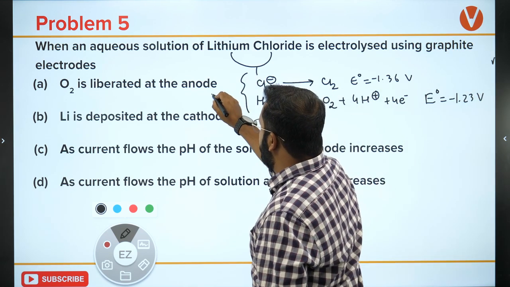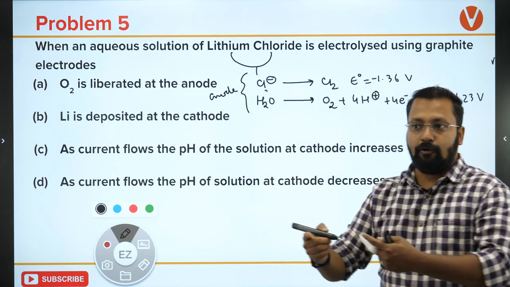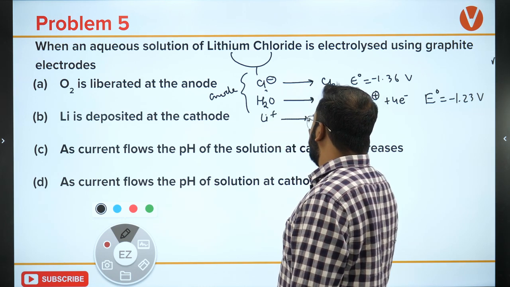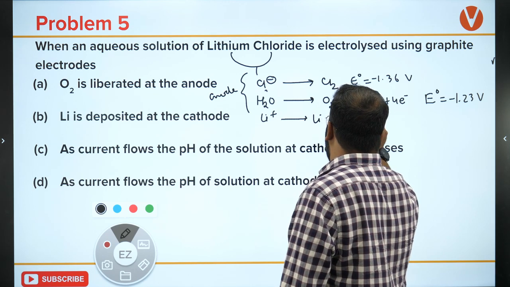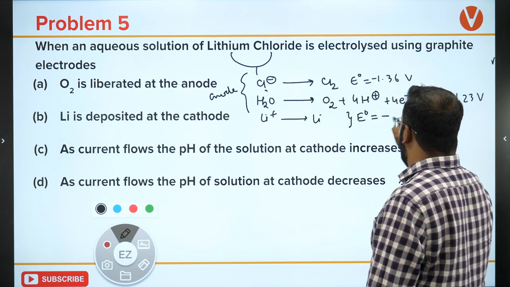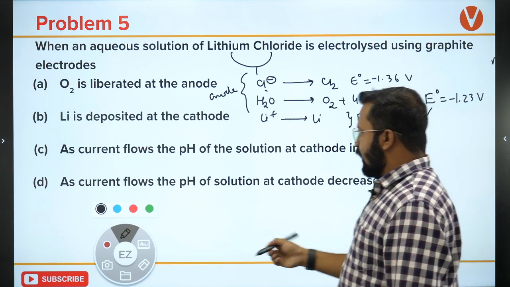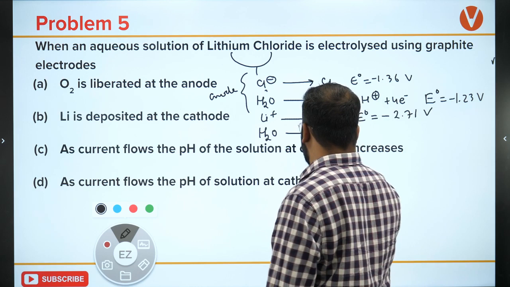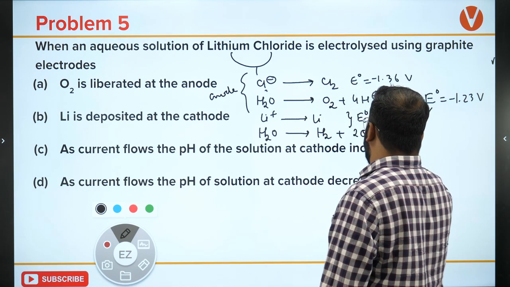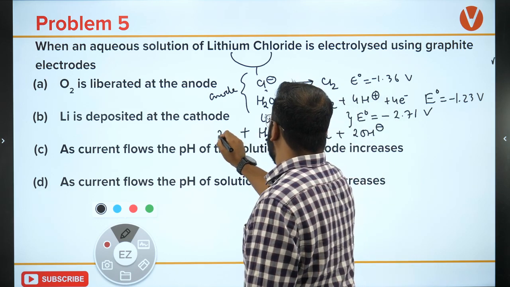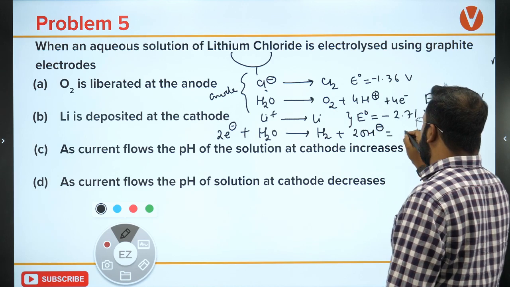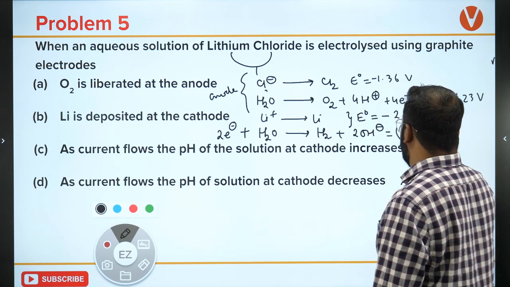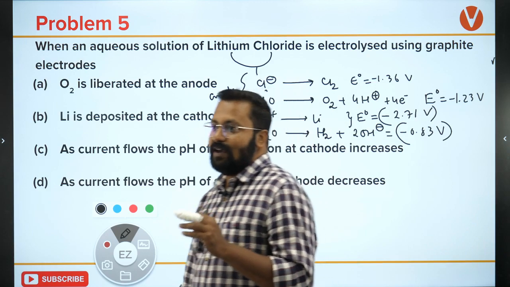These two reactions will compete at the anode. And at the cathode there will be competition for changing lithium plus into Li. This E0 value will be minus 2.71 volts, and H2O converting into hydrogen plus 2OH minus taking up 2 electrons will be minus 0.83 volts. These values should be remembered.